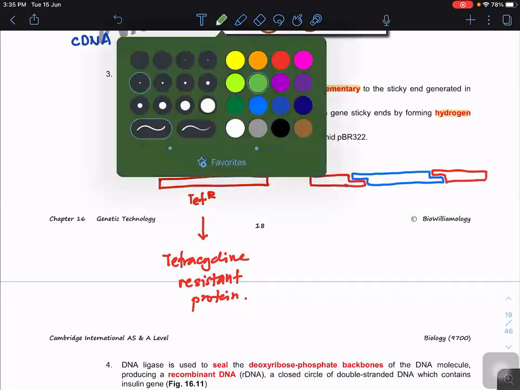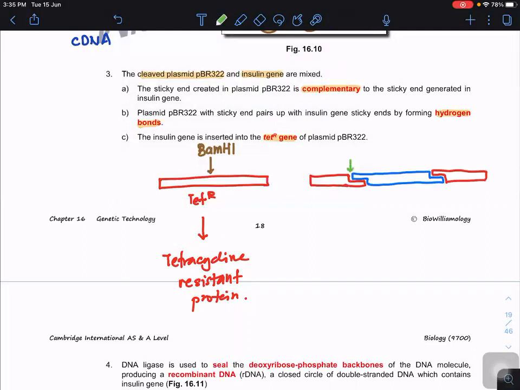Are you clear? So we have to use a ligase to seal the sugar phosphate backbone. Understand? We seal the sugar phosphate backbone. So that's done already. But do you realize that now the tetracycline resistant gene can no longer be expressed? We broke it already. But the insulin gene can be expressed. Insulin, yes, can be expressed. But the tetracycline resistant gene is no longer expressed.